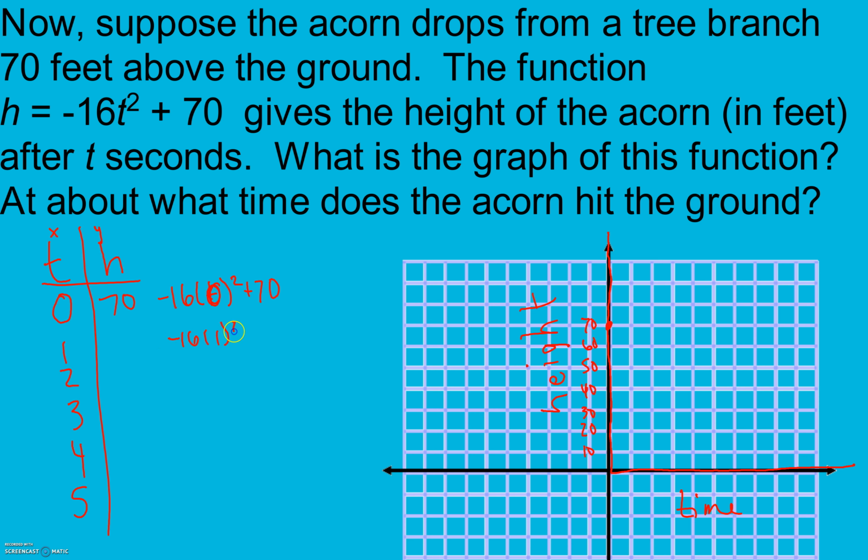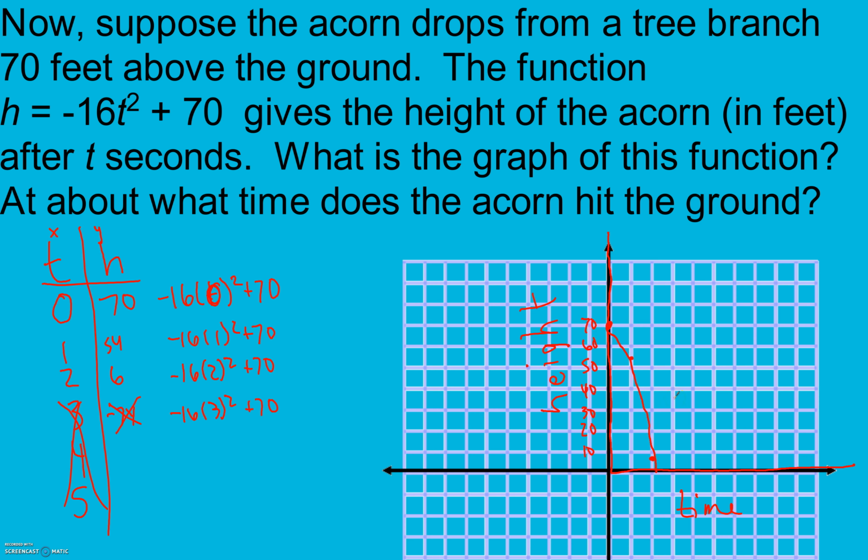Negative 16 times 1 squared plus 70. It's going to give me 54. Negative 16 times 2 squared plus 70. It's going to give me 6. So at 2 seconds, I'm at 6. This is going to give me negative 74, I think. Which is going to be something we can't have anyway. So we can't have any time, at least 3 is too long. So here, we're going to draw in our line, and that is our graph.